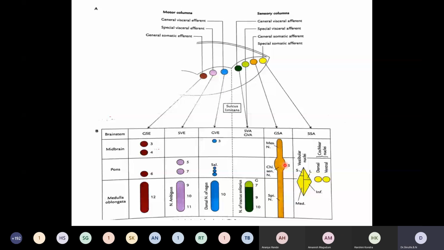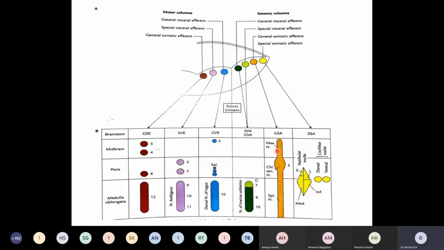The next column is general somatic afferent. It has a representation throughout the brain stem. In the cranial part of the brain stem, you have the mesencephalic nucleus of the trigeminal nerve, and in the lower part it is the spinal nucleus of the trigeminal nerve. The trigeminal nerve has two roots, sensory root and motor root. The sensory root is divided into three divisions: ophthalmic, maxillary and mandibular. So these three have a larger area of representation in the brain stem.